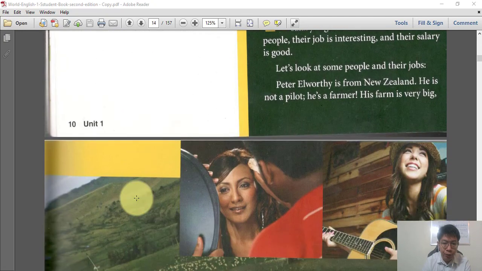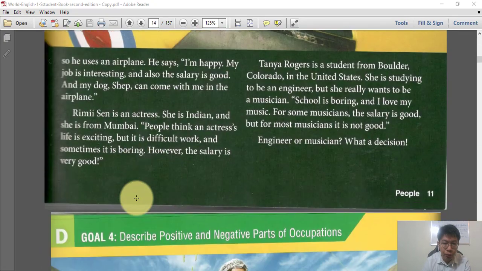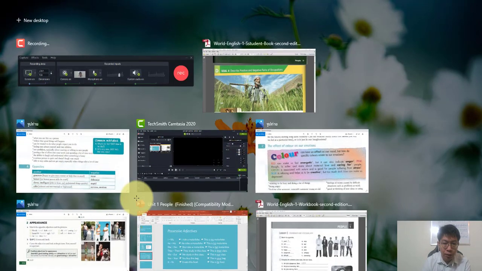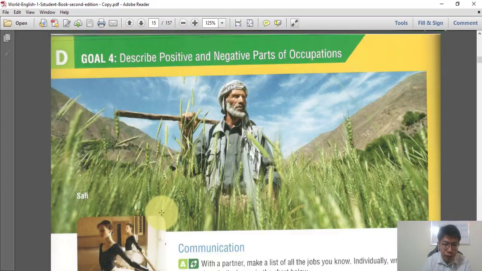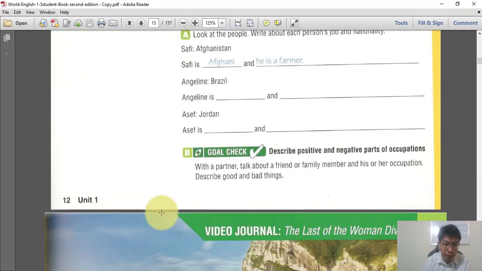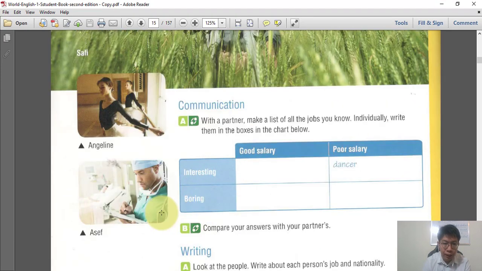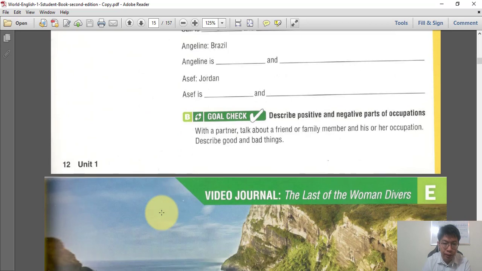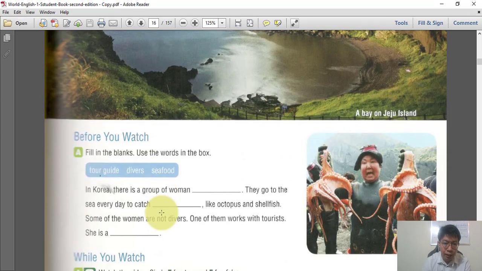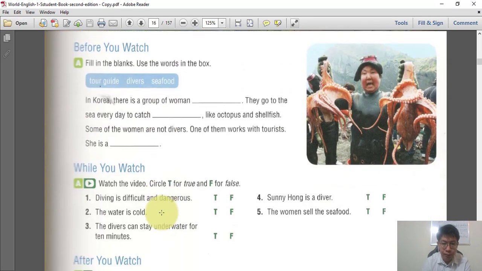Okay, and after you do this, we're gonna go to a new page. This page, you can skip page number 12. If we study in the class, we're gonna take a look at that, but if we study online like this, we can skip that one. We jump to listening. Okay, so now time for you to listen.